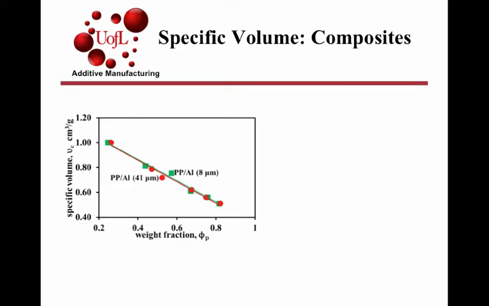When you begin to add fillers into the polymer matrix, the specific volume goes down with increase in filler content. In other words, density goes up. That behavior can change if you're dealing with hollow particles, but for solid particles, this is typical of fillers that you come across in polymer processing and 3D printing.